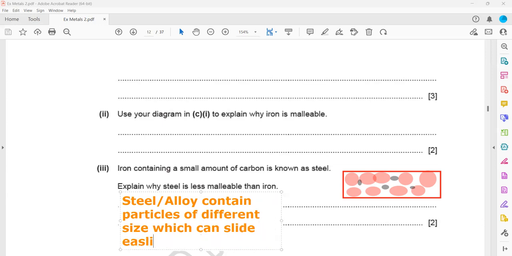As a result, it will become hard. And if we increase the amount of the impurity, it will become harder, less malleable, and it will be difficult to deform. So high carbon steel is rigid compared to low carbon steel, which is more malleable and can be hammered into shape.